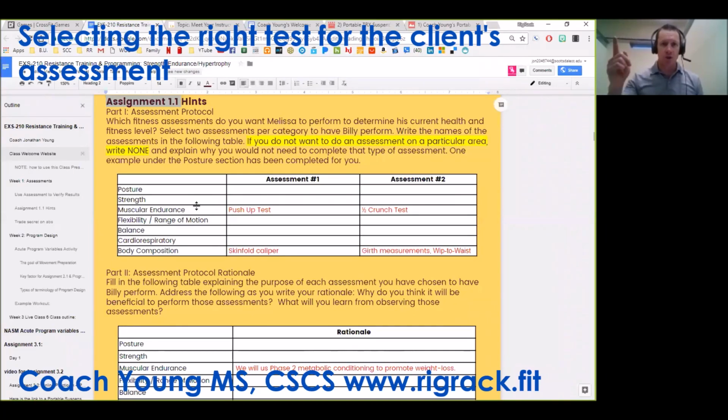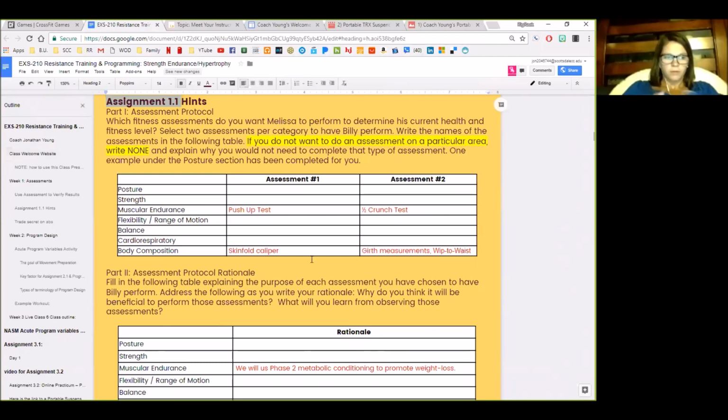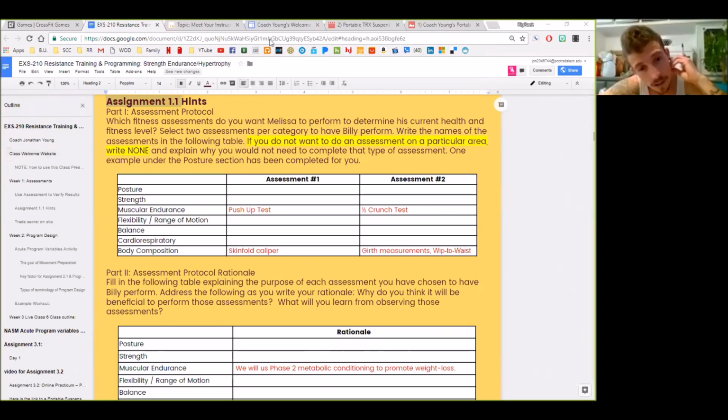She wants to lose weight and she wants muscle tone. So what are some fitness assessments that are going to prove to her that she's lost weight and that she's maintained or developed muscle tone? Skin folds will be one of them. We can do a strength assessment. We could do a muscle endurance assessment, like a push-up test.